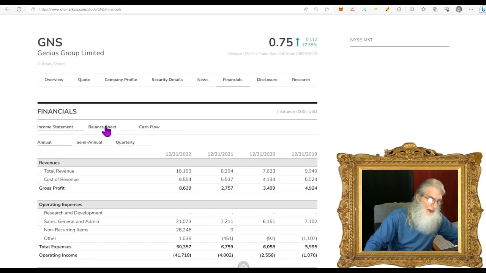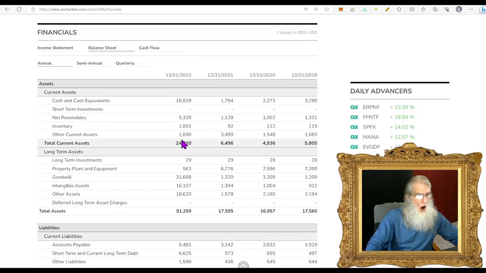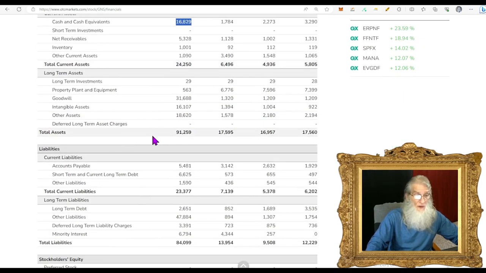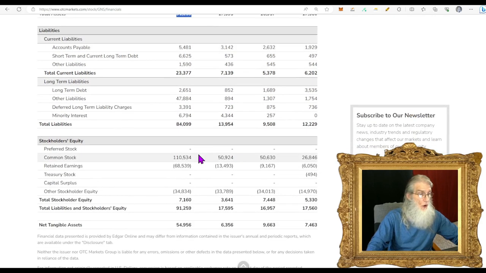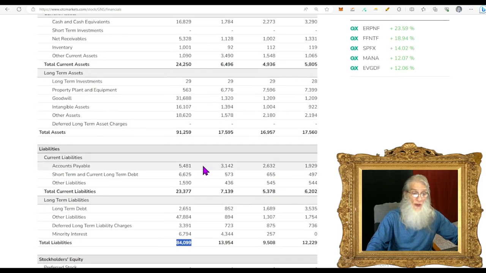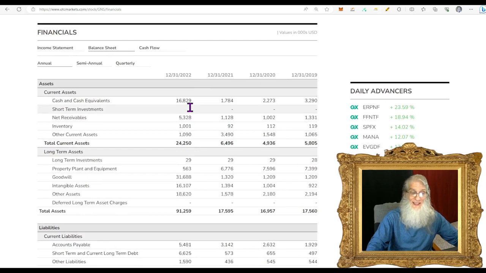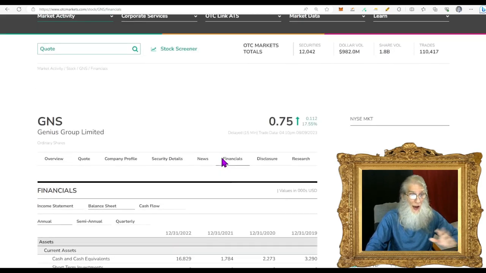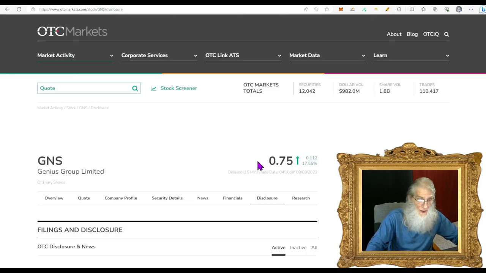Let's take a look at the balance sheet since we're here. All right, remembering those three zeros. In the bank, they have $16.8 million. Not bad. Assets, everything they own, including their investments, $91 million. And total liabilities, all their debt, $84 million. So they are above their liabilities by about $10 million. Got $16 million in the bank, and their revenues are growing strong right now. And they got a spin out.